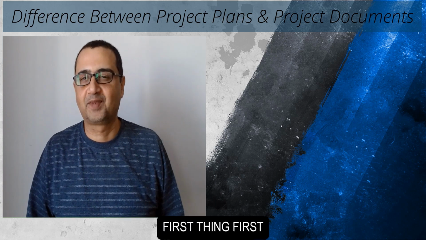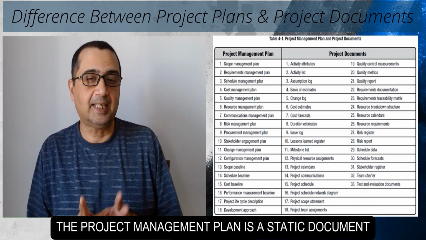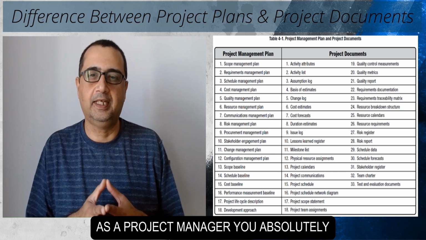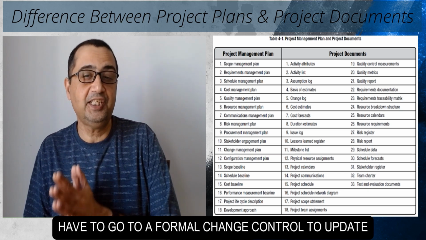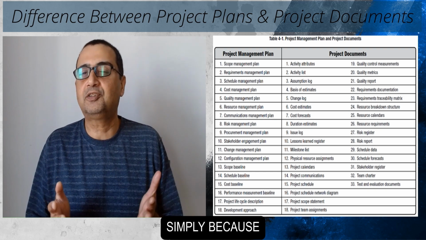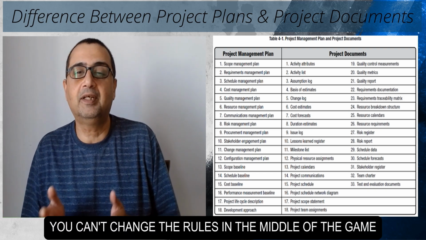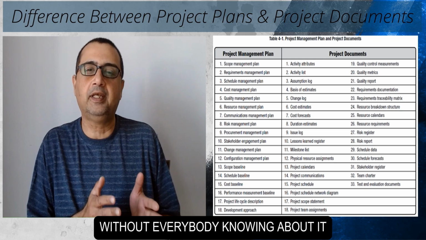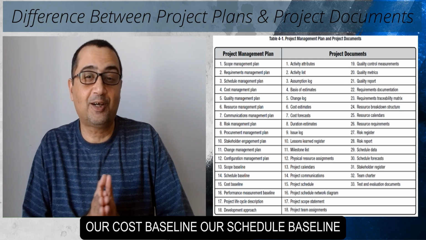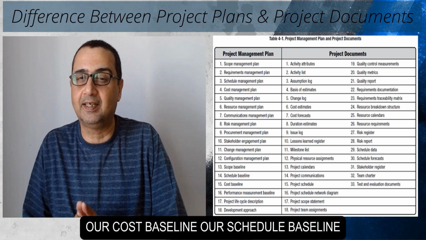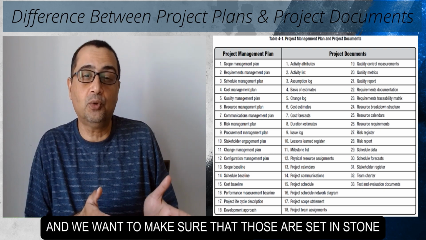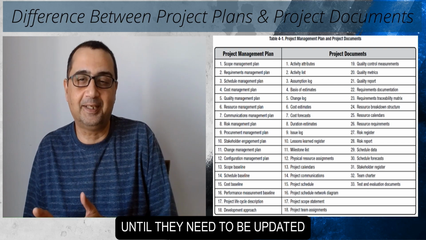First thing first, the project management plan is a static document. As a project manager, you absolutely have to go through a formal change control to update the project management plan, simply because you can't change the rules in the middle of the game without everybody knowing about it. And further, it contains the baselines, our cost baseline, our schedule baseline, our scope baseline, and we want to make sure that those are set in stone until they need to be updated.